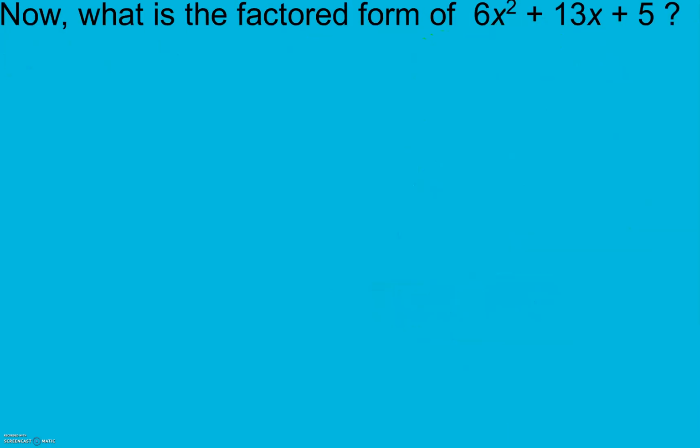Now, feel free to pause here and give this a try if you'd like. Again, we look for common factors. 13 is prime, and I don't have any variables there, so there's nothing I can take out. So to factor this, I'm going to use the swing method.